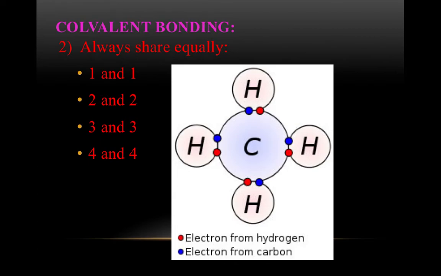Now with covalent bonding, it's important to note that sharing is always equal. So if one atom shares an electron with another atom, that atom is going to share one back. So you have sharing in terms of 1 electron and 1 electron, called an electron pair, 2 electrons and 2 electrons, 3 and 3, and in some special cases, we have sharing of 4 and 4.